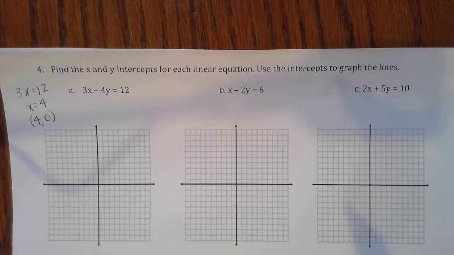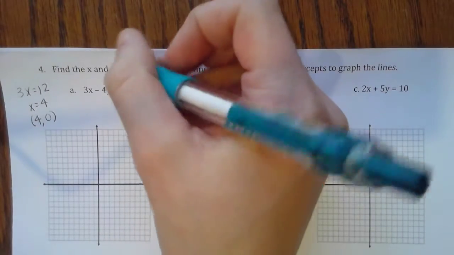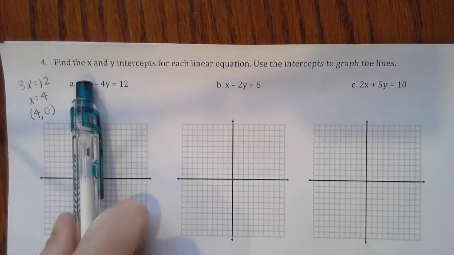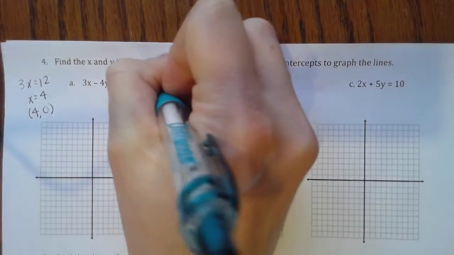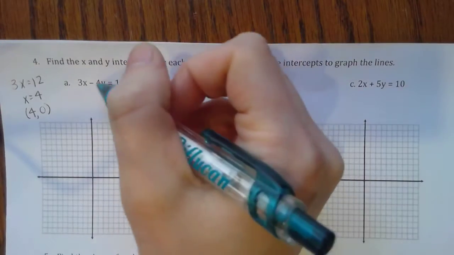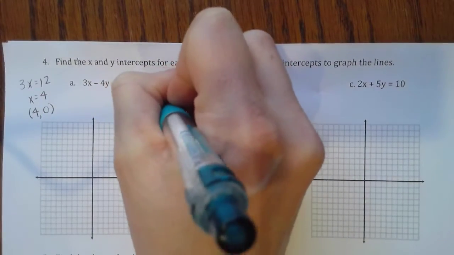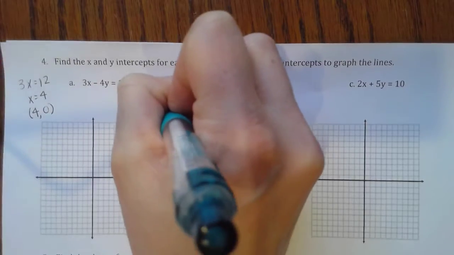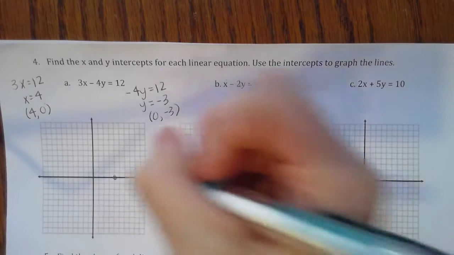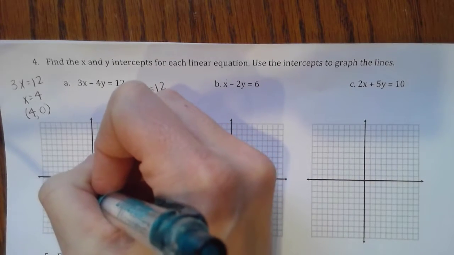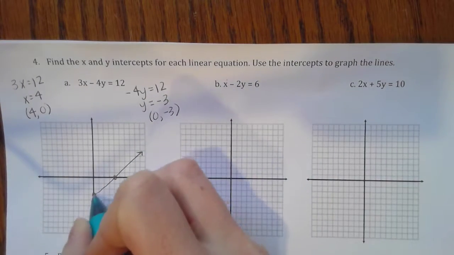For my y, what I'll do is just cover up my x. Okay? And I've got negative 4y equals 12. Make sure you bring the sign in front of it. Sign in front of it goes with it. So y is going to be negative 3. So my y-intercept is 0, negative 3. So I'll plot 4, 0, and 0, negative 3. And connect the dots to get your line.